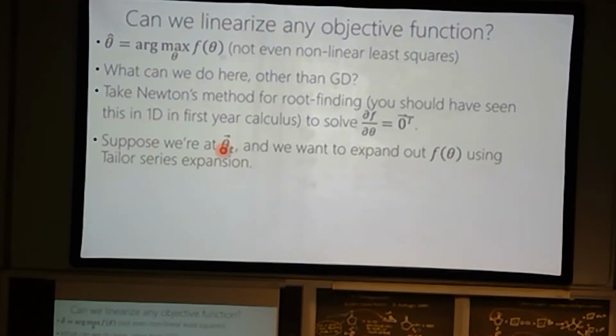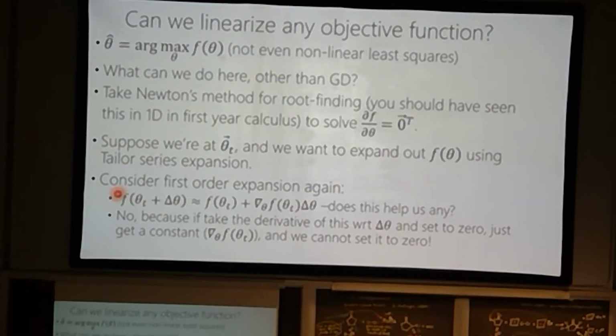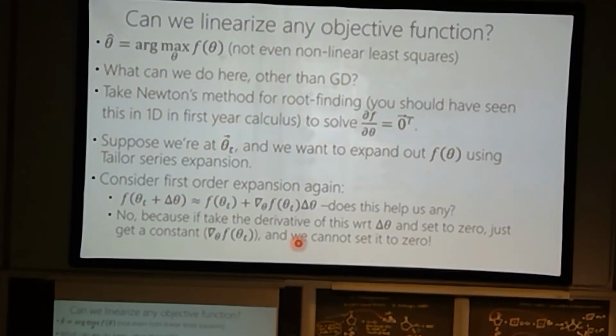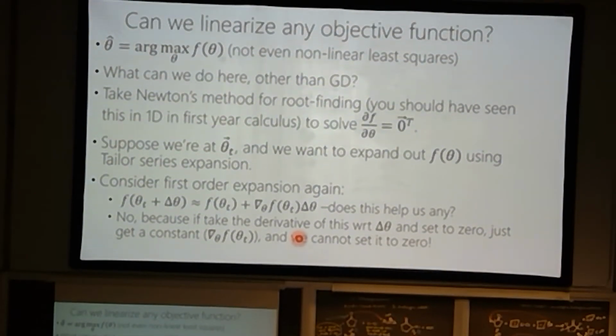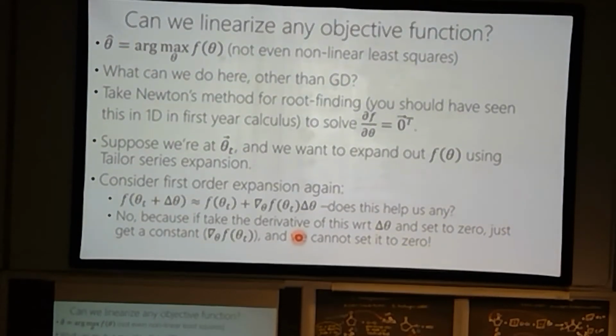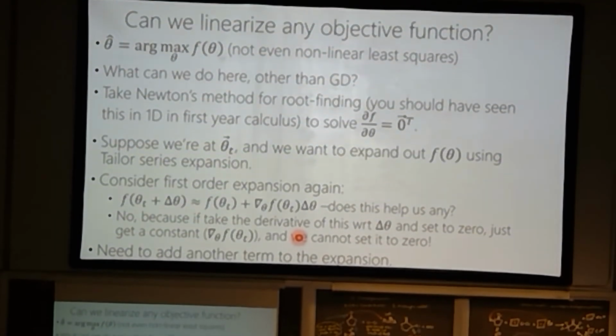So supposing we're at theta t, and we want to expand out our function using a Taylor series expansion. So imagine that we were just going to do a first order expansion like we did last time. And we have this thing here, and we want to set the gradient of this with respect to delta theta to 0. Then what's going to happen? The gradient of this is just going to go away. The gradient of this with respect to delta theta will just be this term here, which is a constant. And so we have no way to set the derivative to 0, right? So I'm stuck with a constant. I have no way to move to make the derivative 0. So basically, this is a dead end. I cannot do a linearization and make progress.